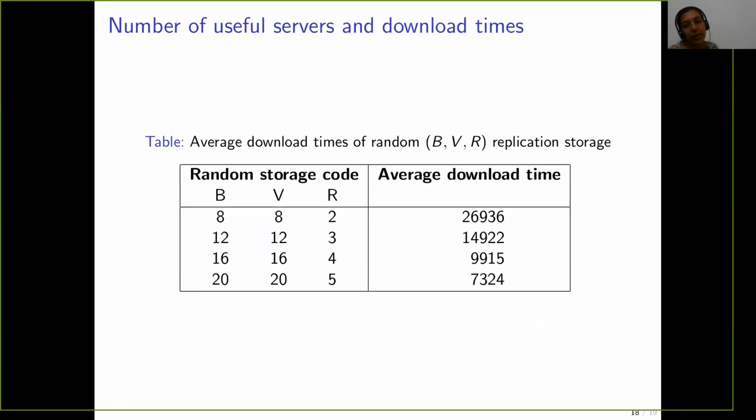Lastly, we check whether the number of useful servers is indeed a good indicator of the download time performance. So we saw that as the number of fragments increases with the fraction R by B fixed, the number of useful servers will increase in a randomized BVR storage scheme. And so correspondingly here, we see that there is a decrease in the average download time of the file as well. So this suggests that this metric that we have chosen, which is the number of useful servers, is indeed a good indicator of the download time performance.